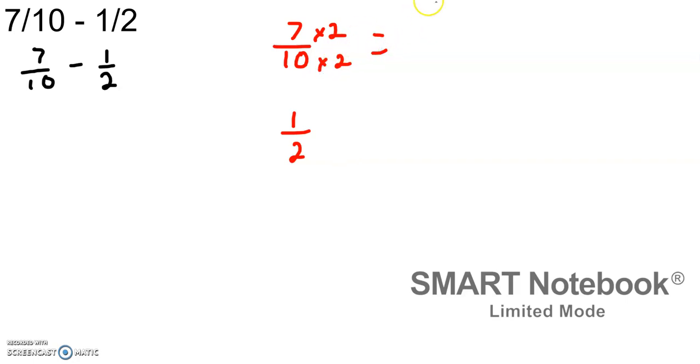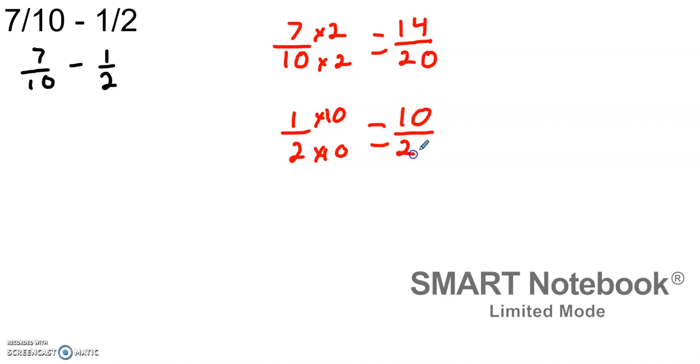And I go 7 times 2 is 14. And 10 times 2 is 20. So I have 14 over 20, or 14/20. The opposite denominator of 1/2 is 10. So I'm going to multiply both my numerator and my denominator by 10. And then I have 1 times 10 is 10, and 2 times 10 is 20, so I get 10/20.